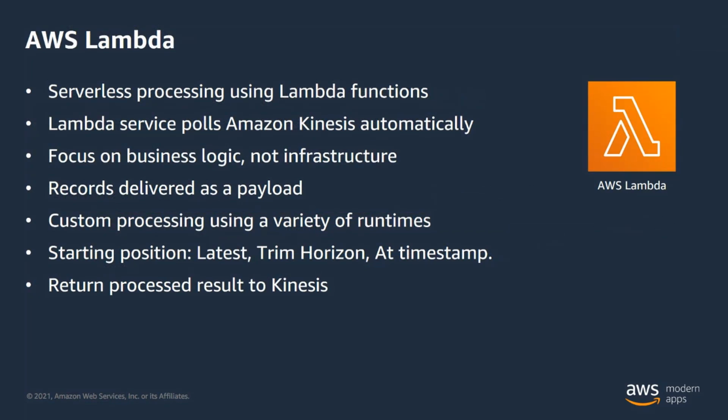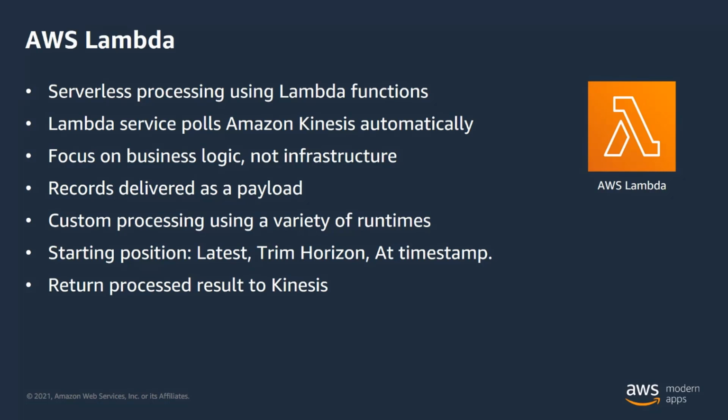Lambda is the on-demand compute service at the heart of the AWS serverless portfolio, and it can consume and process data from Kinesis streams. The Lambda service polls Kinesis automatically and invokes your Lambda functions when records are available. The benefit of using Lambda for streaming data processing is that Lambda manages scaling, and that allows you to focus on the custom business logic to process data instead of the underlying infrastructure.